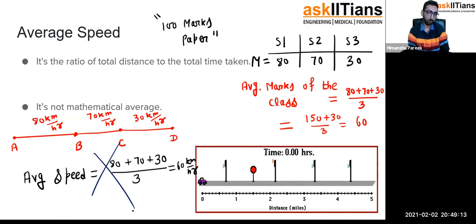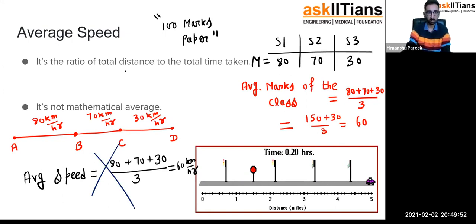Average speed, the name is the same, that is average. But if the name is the same, this does not mean that the way of calculating is also the same. So in physics, the average concept is different. And what does it represent? Because it has some significance, that is why I'll explain it to you. First of all, it is not a mathematical average. Then what does it represent?